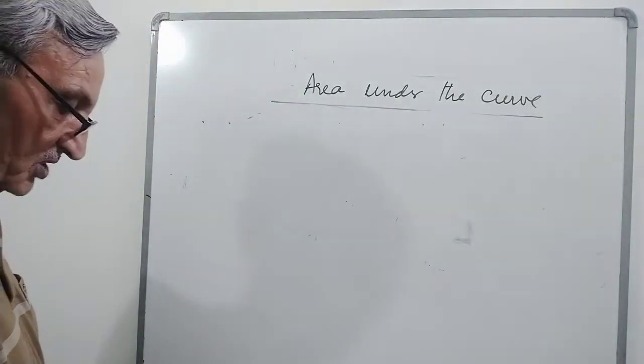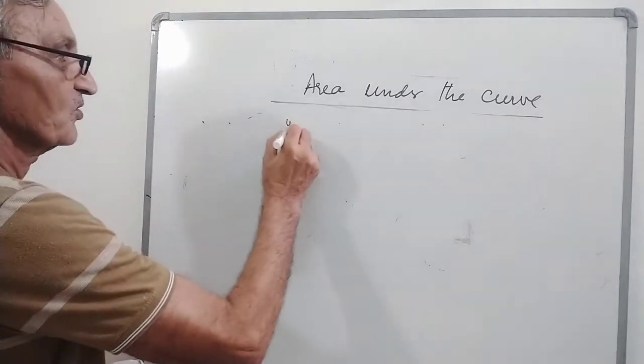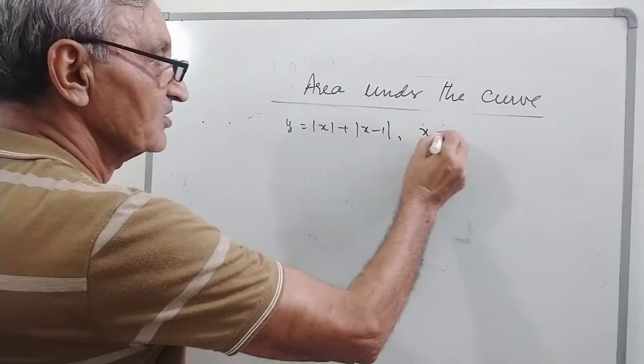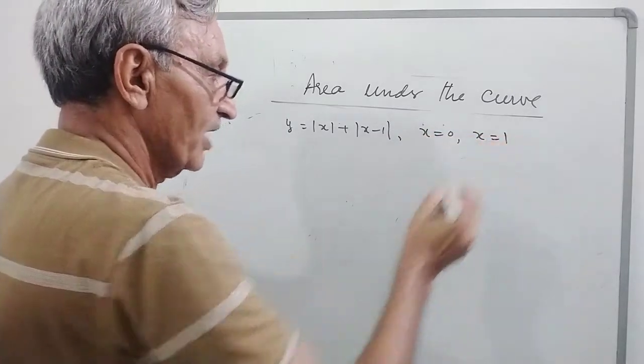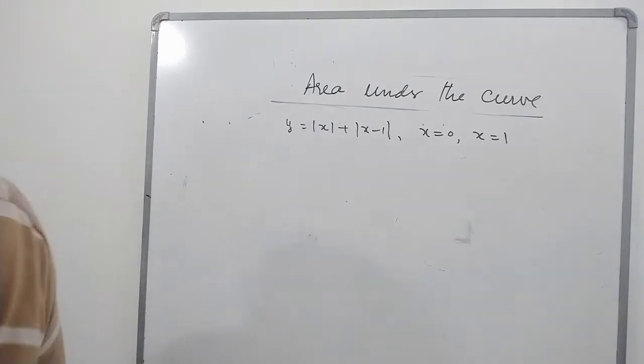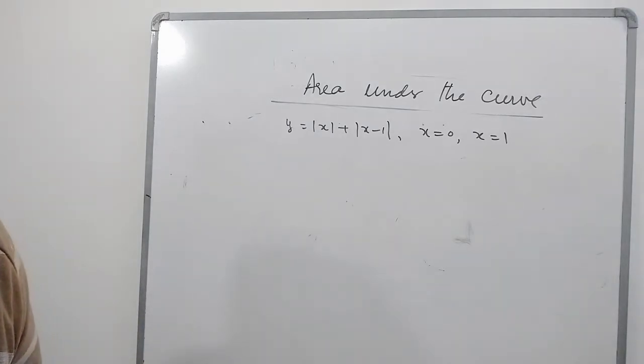My next modulus question, let me come to this. Y is equal to modulus of x plus modulus of x minus 1, between x is equal to 0 and x is equal to 1. Find the area enclosed between these three curves, graph, whatever you call it.